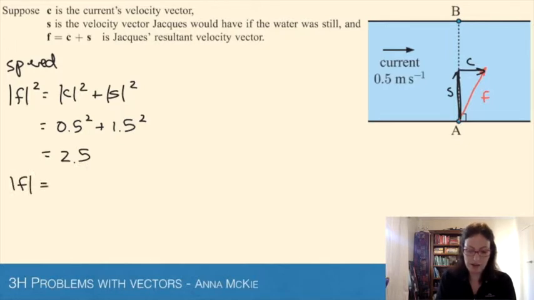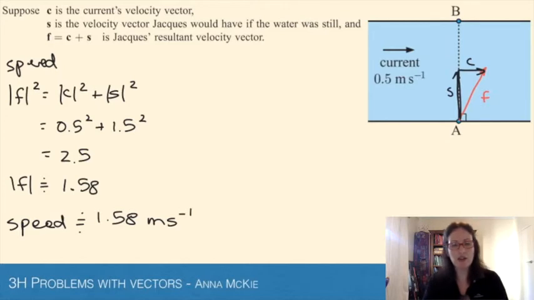So we're going to square root 2.5 to approximately get 1.58. So the speed is approximately 1.58 meters per second. What was his speed on his own without any resistance? I think it was 1.5. So his speed, as you can see, has increased because of the effect of that current.